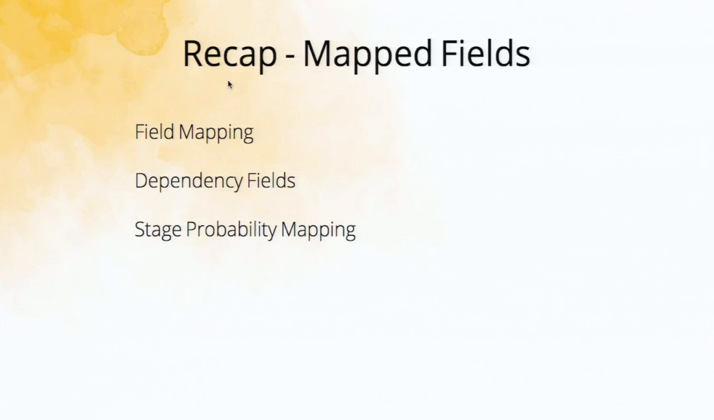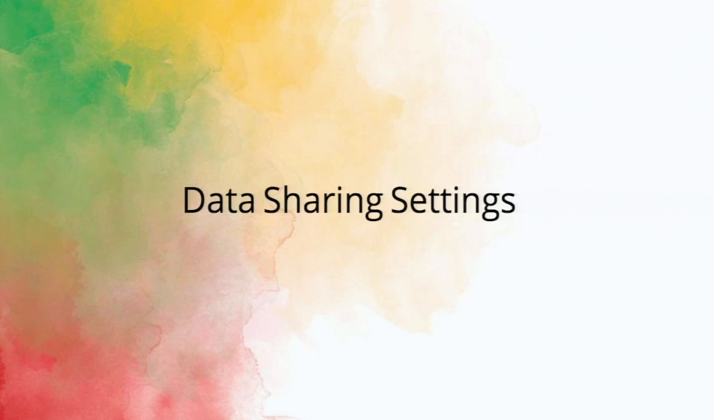And we have seen the field mapping, the basic field mapping, which comes from the spreadsheet to Zoho CRM when you import. And we were looking at the field mapping between the modules from leads to accounts, contacts, and potentials. We were also looking at the dependency fields and the stage probability mapping. And the next is the data sharing settings. Profiles and roles, let's quickly recap what these two do. Profiles define what a user can do. And roles will define what the user can see within the CRM.